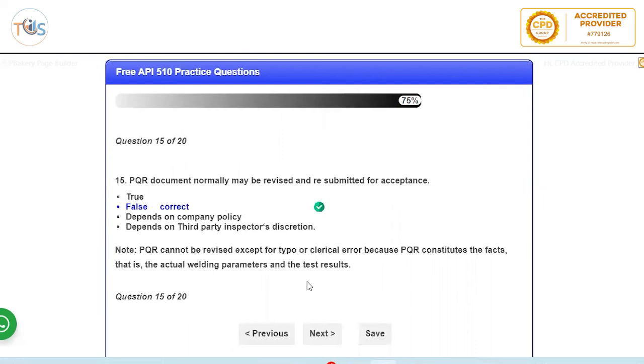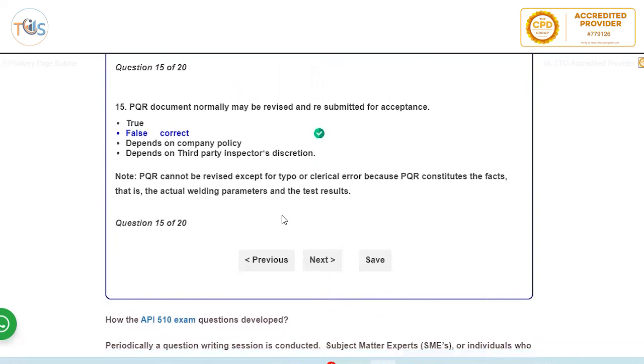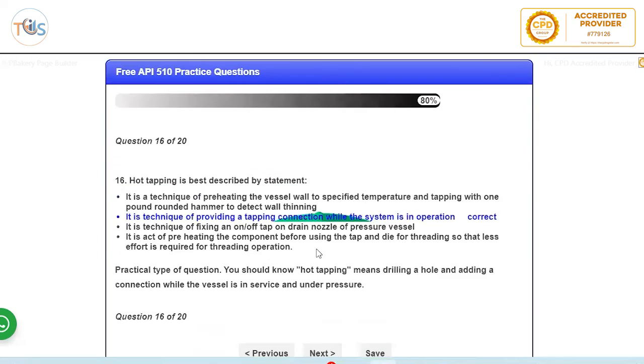So you cannot revise it. There might be a minor typo error that you want to revise, that's okay, but that's it. You cannot revise a PQR. But you can always revise a WPS, but only the non-essential parameters. If you want to revise the WPS with essential parameters, you have to requalify the WPS, so that you need a fresh PQR. And it's a table of facts and figures and records and test reports, so you cannot revise it.